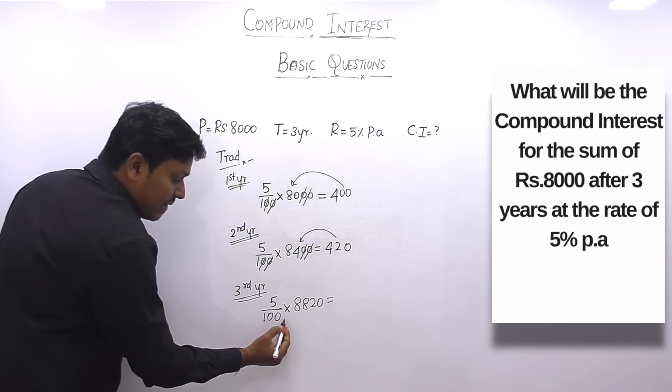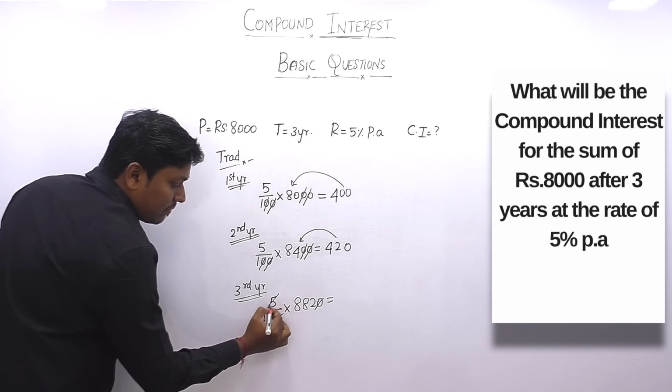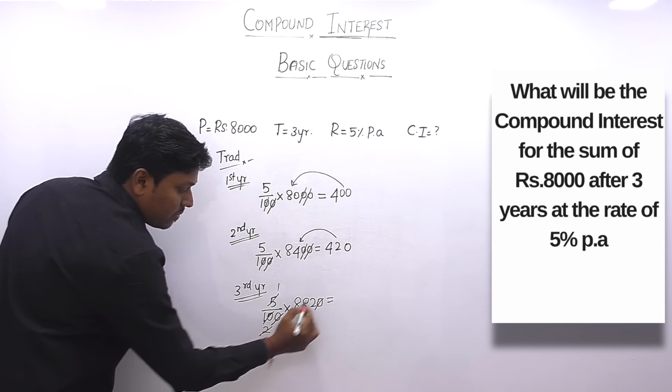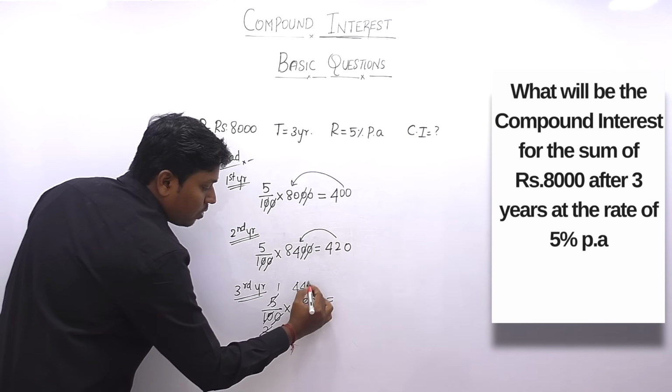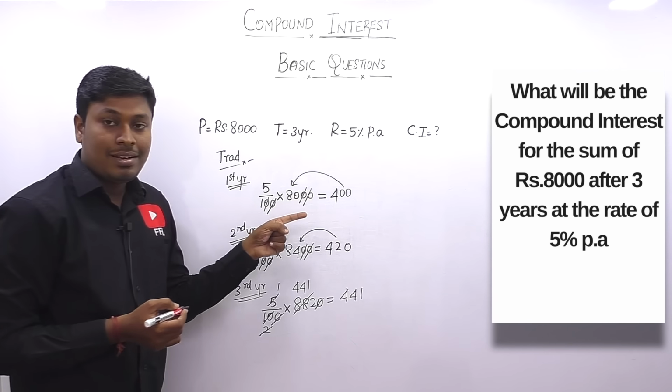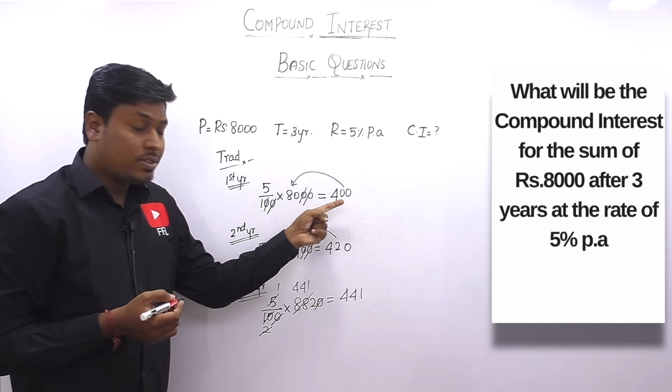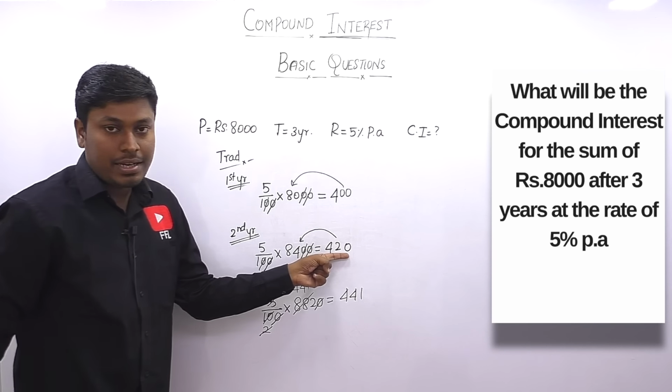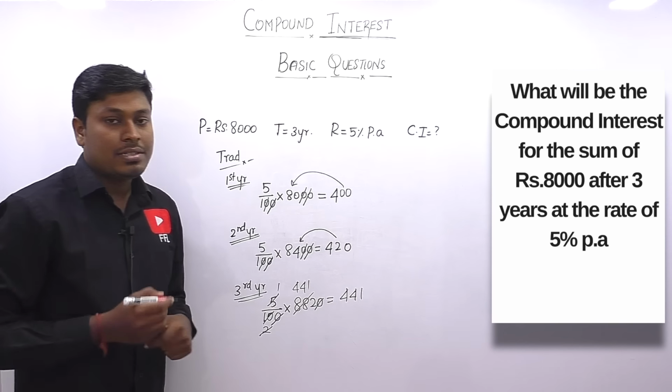So let me do one thing. We cancel 0, 0 here. So 1 5 is a 5, 5 2s are 20. So when you cancel this, 4 4 1. So 4 4 1. So finally, for the first year, the compound interest is 400. For the second year, compound interest is 420. For the third year, the compound interest is 441.